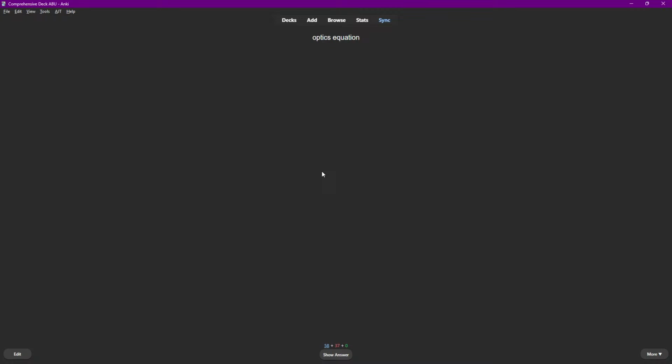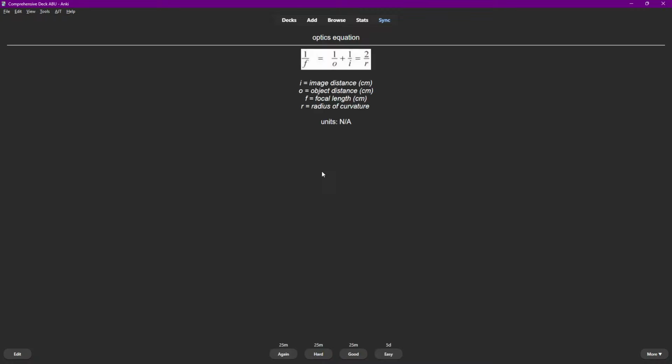Is this asking about magnification? If it's magnification, it's negative s prime over s. If it's talking about the focal point, it's like r divided by 2. Or 2 divided by r, yeah.